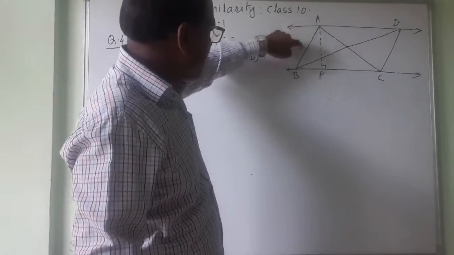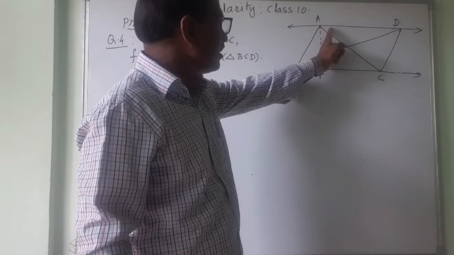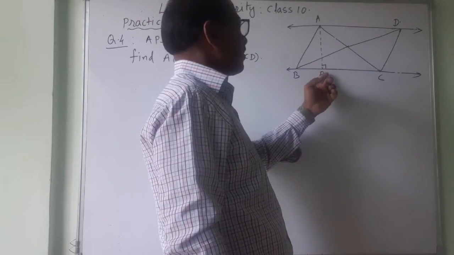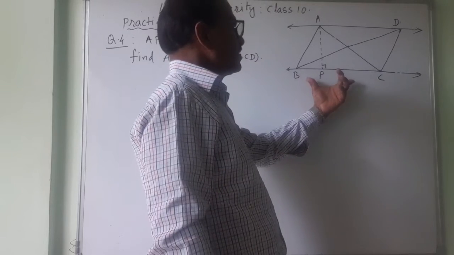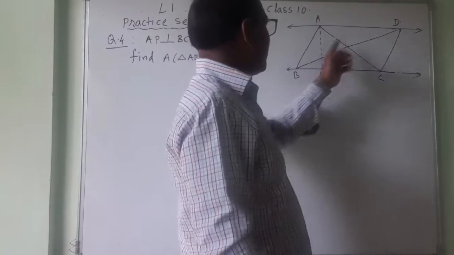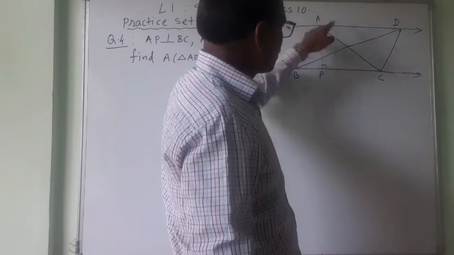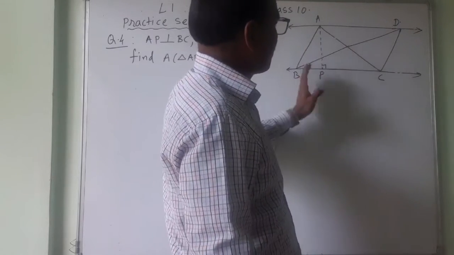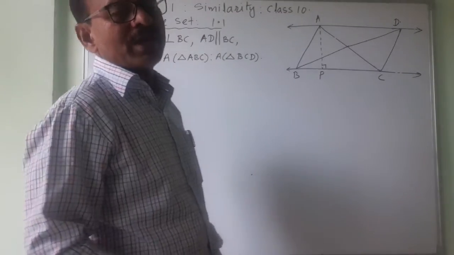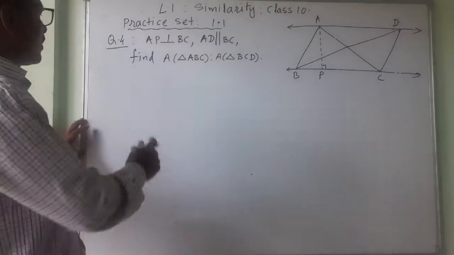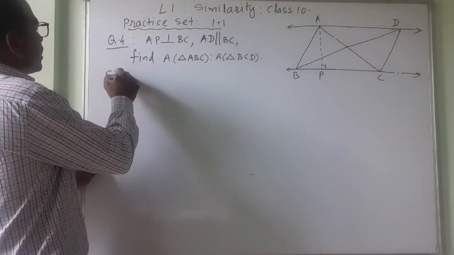Now this ABC, its base is BC, because from this the perpendicular is dropped. This is the base. For triangle BDC, again base is BC. That means for these two triangles, height is same, base is same, so ratio will be 1. Means the areas will be equal. Solution: how to solve it?